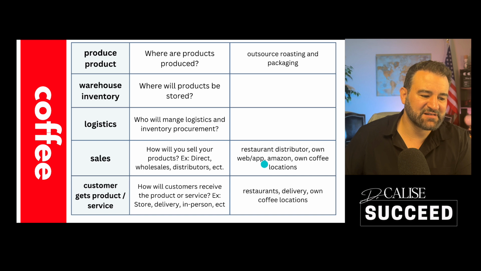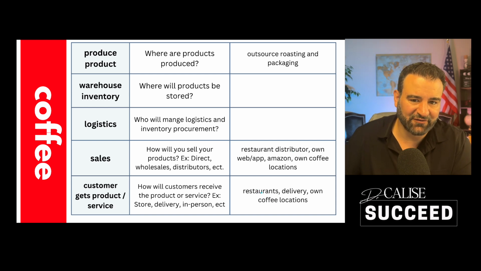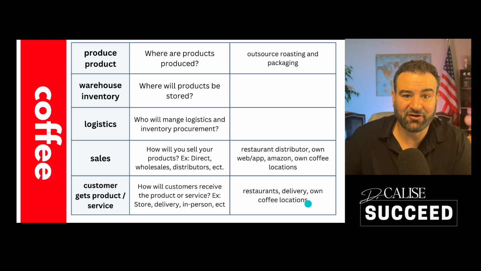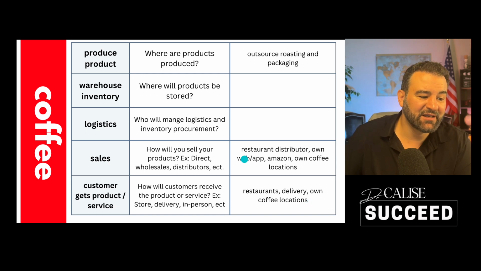Sales, I have my different sales distribution chains right here. So how exactly is it going to get to the consumer? Well, if they go to the restaurant, obviously they get the coffee at the restaurant. That makes sense. And my own app is going to be delivery. Amazon is going to be delivery. On my own coffee locations, they're actually going to get the coffee at the coffee locations, right? So for each one of these sales chains, how is the consumer actually going to physically get the product? All right, so that's what we need right there.